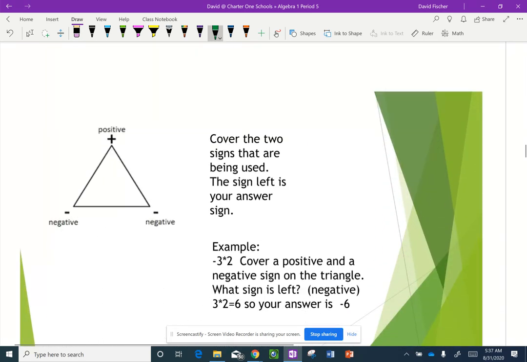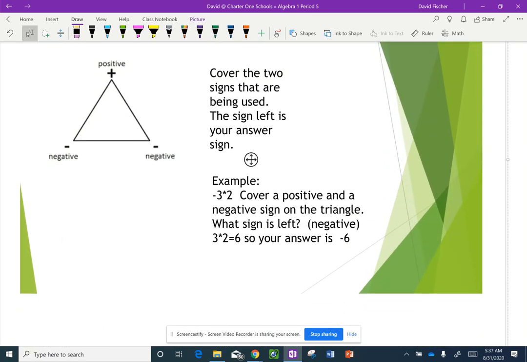All right, there's the answers for my kids. Here's something that I have used with kids in the past, because we're going to do a whole lot of multiplying today. It's kind of like a triangle where you put a plus on top and 2 negatives on the bottom. Anytime I have a negative times a negative, you cover these two guys up with your finger, and what's left is a positive. So your answer is going to be a positive.